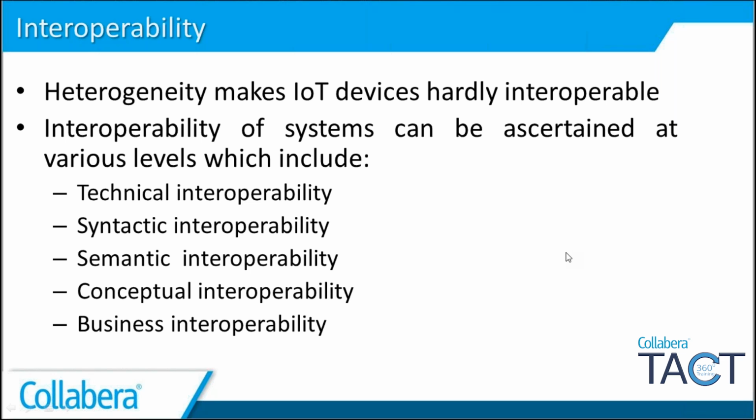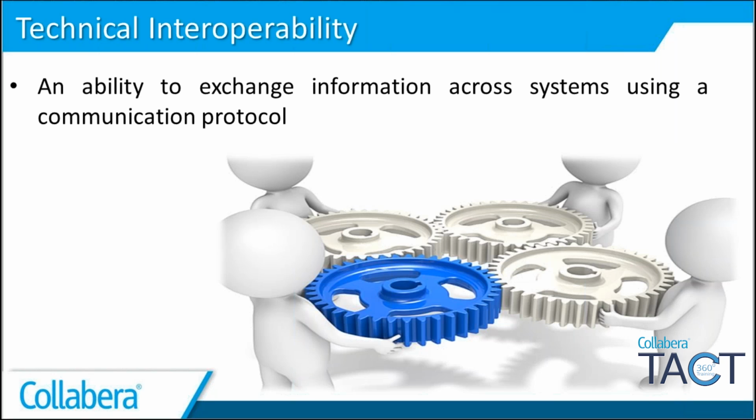The first interoperability is the technical interoperability, and I think this is one of the most critical layers. Why? Because this is the bottommost layer of an IoT ecosystem. This technical interoperability is defined as an ability to exchange information across systems. These systems could be heterogeneous, right? So an ability to exchange information across systems using a standard communication protocol. When it comes to connectivity technologies, we have wired and wireless options available with us.